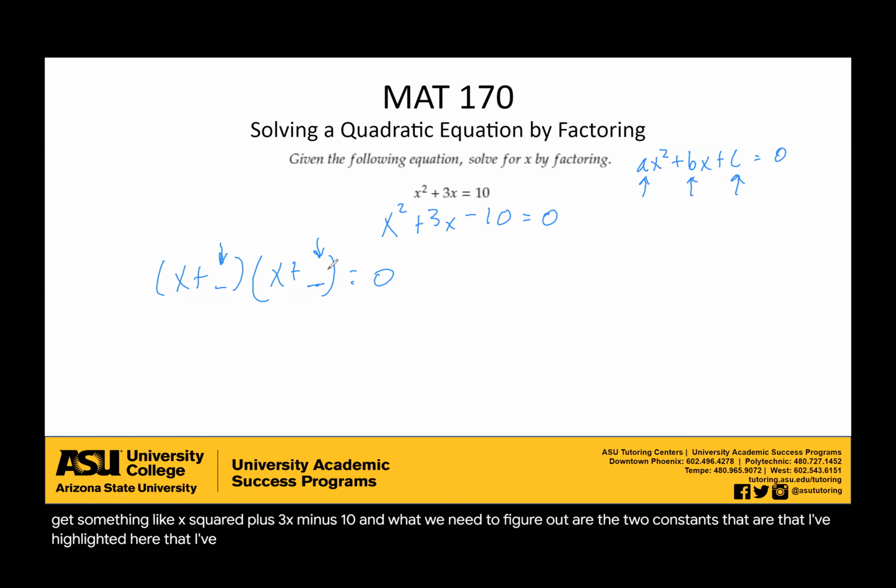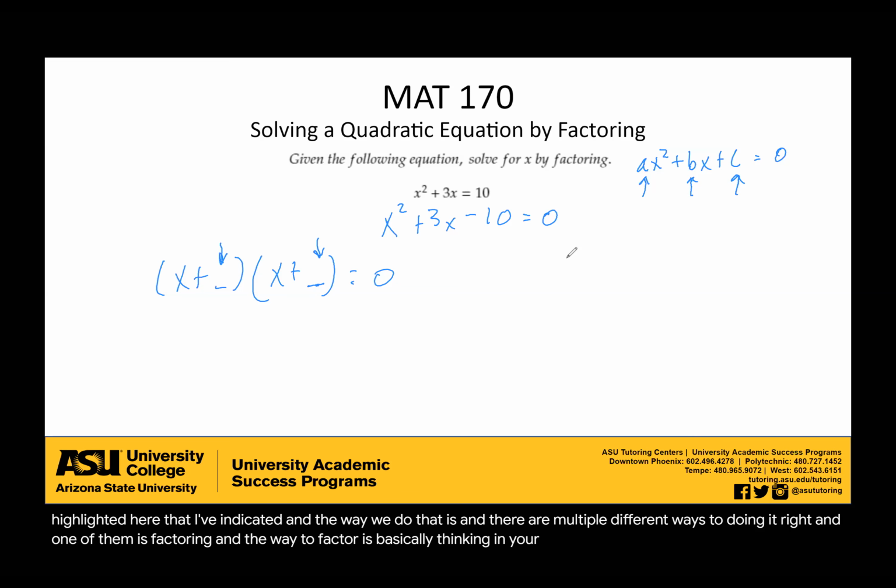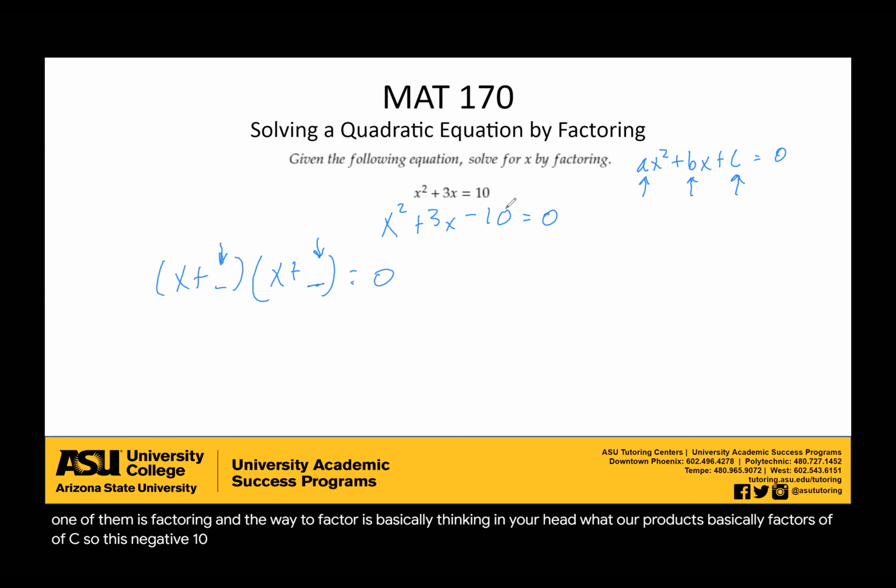And what we need to figure out are the two constants that I've highlighted here. There are multiple different ways of doing it, and one of them is factoring. The way to factor is thinking in your head, what are the factors of c, so this negative 10 here, that add up to our number b, which is 3.